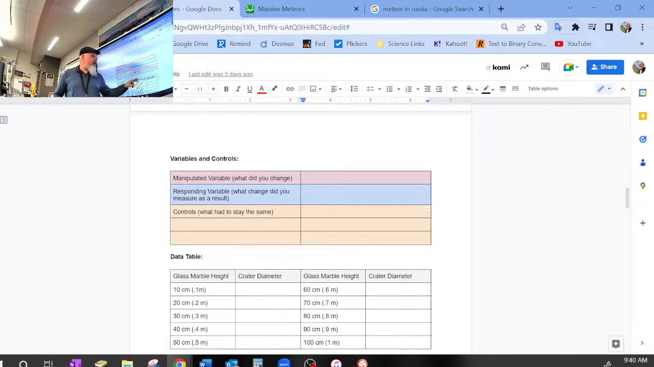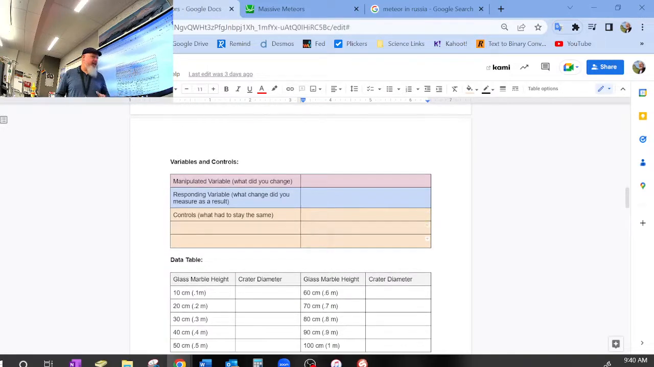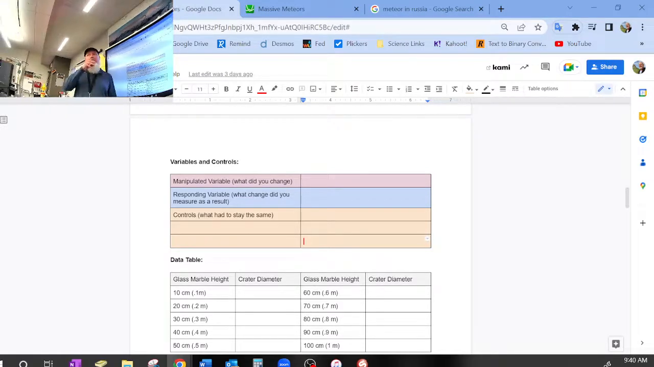The controls, before you do this lab, what are all the things that have to stay the same? Did you use the same sand? Did you use the same bucket? Did you use the same marble? Did you use the same meter? Did the same person drop all these things? Sand, dust. All these things are the things that happen that are the same for each one.